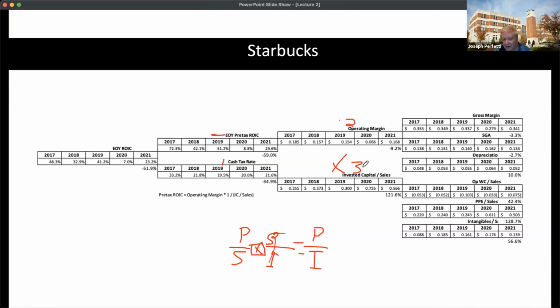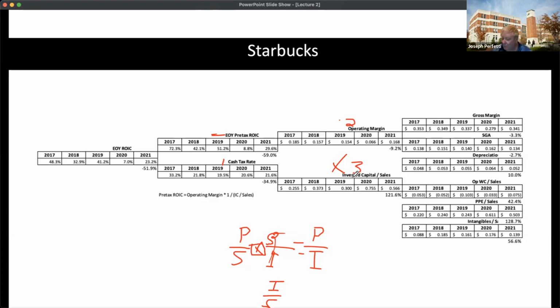Here's the only difference. You'll notice here, I've done a reciprocal. So instead of S over I, I'm doing I over S. So the actual math is P over S times 1 over this number is P over I. But I'm just doing a reciprocal here, right? And I'm doing this reciprocal for 2 reasons.